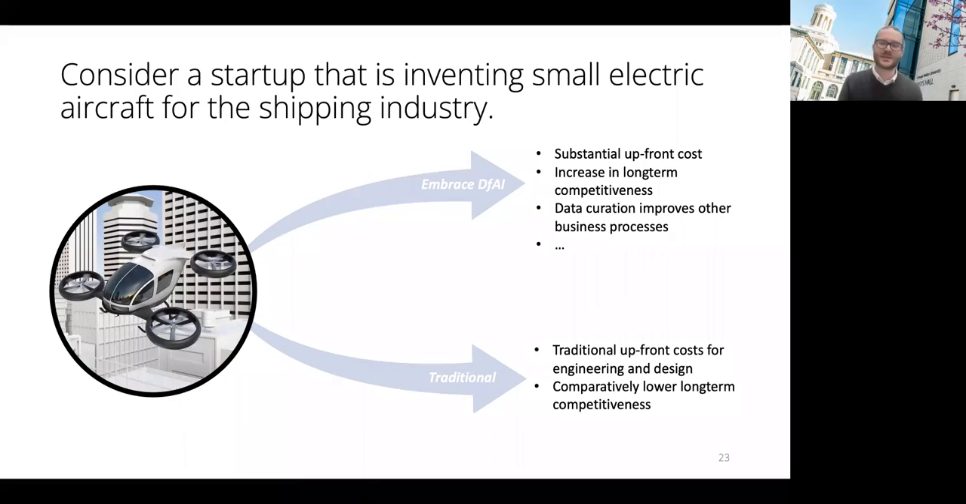Upfront costs associated with engineering, design, manufacturing, business development, the typicals, right? But in the long term, I think their competitiveness would be comparatively lower, right? Because they're not accruing organizational data, organizational knowledge, right? But if I was running a startup and trying to make a pitch to investors that I wanted to hire 3 people to work on things that aren't going to pay off for a couple of years, which is often the development cycle for new AI models, that's a hard pitch to make. So balancing short-term and long-term objectives is going to be a challenge for DeFi.